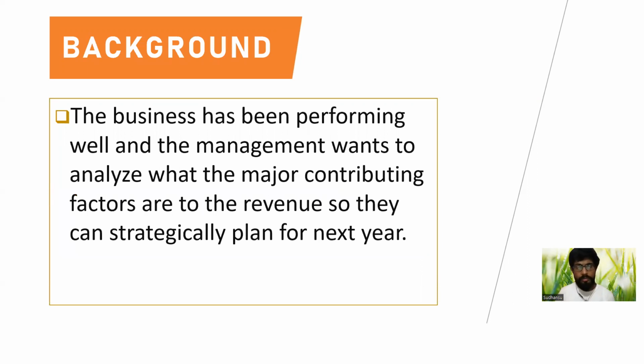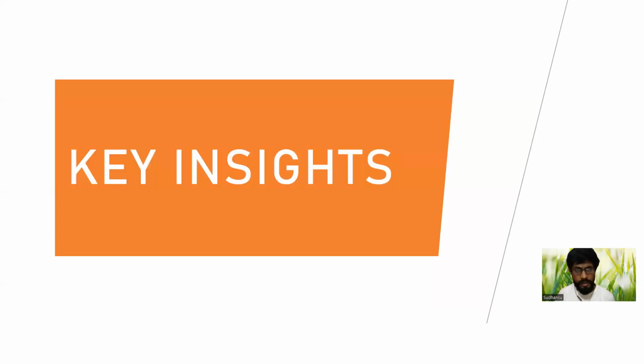The background of this project is that the ABC online retail company has been performing very well in the past 2 years, and the company wanted to know what the factors are that contribute to the revenues, what is going wrong and what is going okay for the company, so that they can strategically plan for the next year. And then we will look at the key findings.